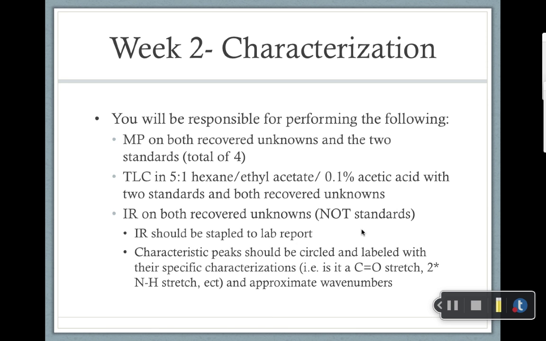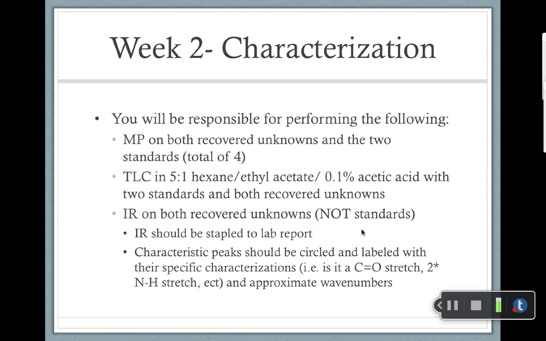You'll also be doing IR. There is an IR video that should be available for you to watch to know how to operate the IR as well as clean the IR. It's really important that you come prepared, because there are approximately 24 students per lab and 48 between the 2 labs that need to get 2 different IRs run. You'll be just running this on your recovered unknowns, not on the standards, so that's important. You're only running this 2 times, but that's still a lot for the number of students that we have.